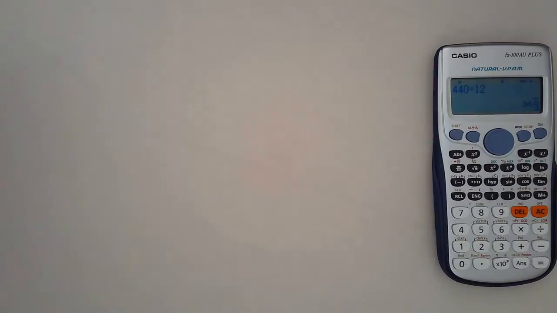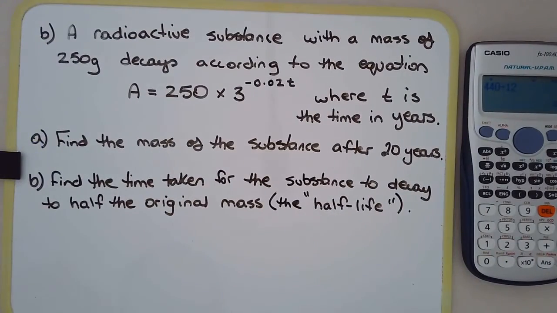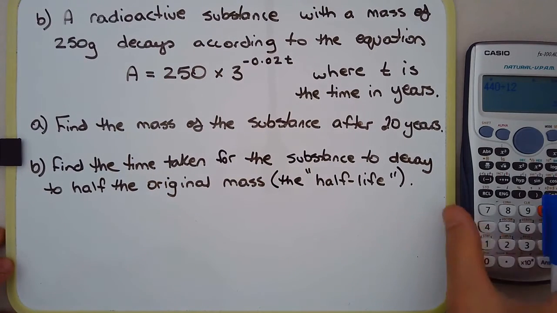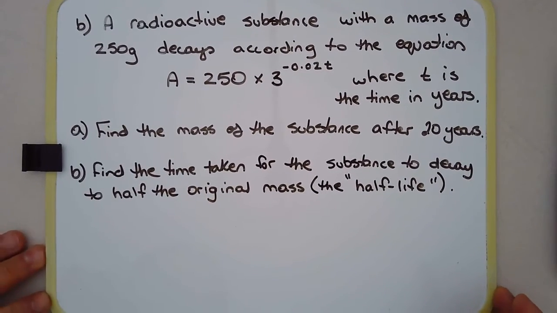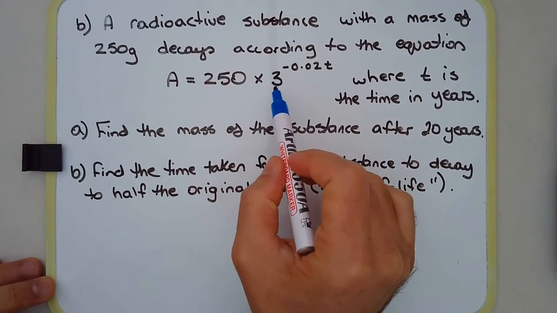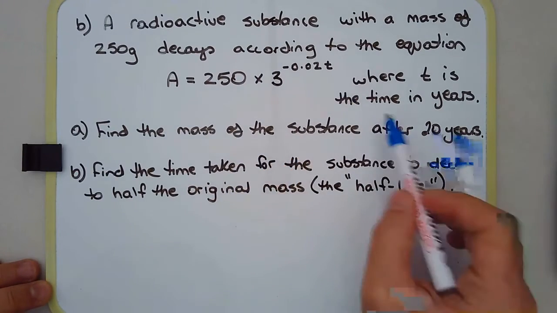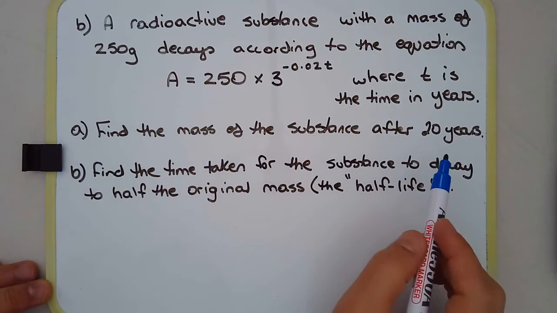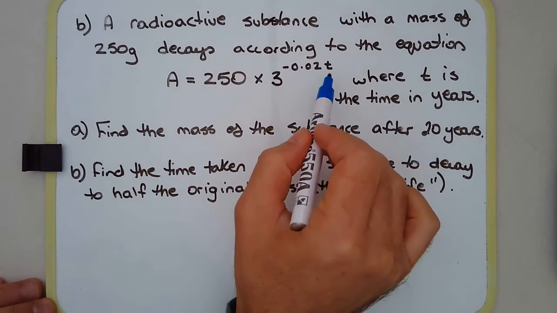Let's have a look at another example now, and this example is to do with radioactive decay. So part B: a radioactive substance with a mass of 250 grams decays according to the equation A equals 250 times 3 to the power of negative 0.02t, where t is the time in years. Part A is find the mass of the substance after 20 years. Fairly straightforward. We just substitute the 20 in for t.